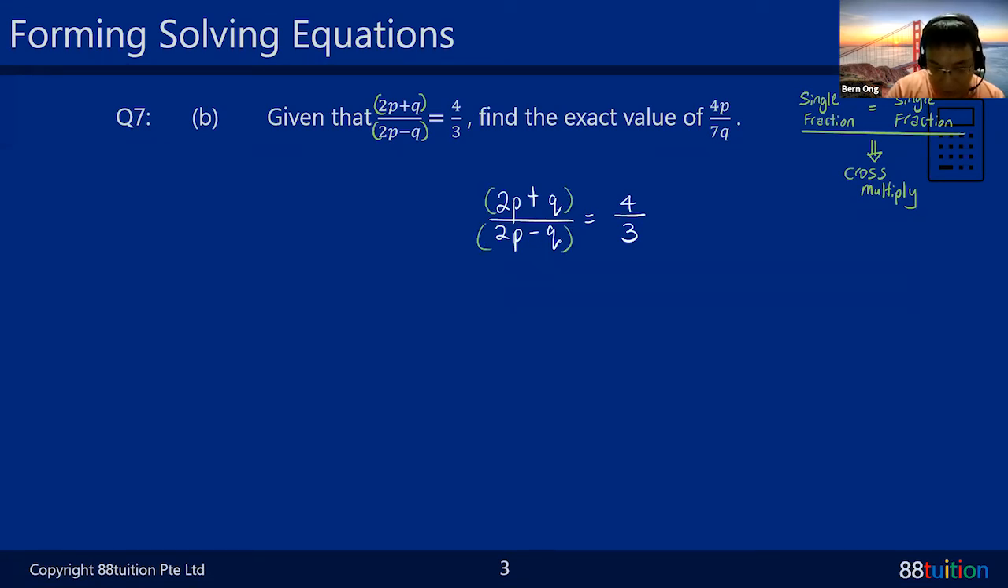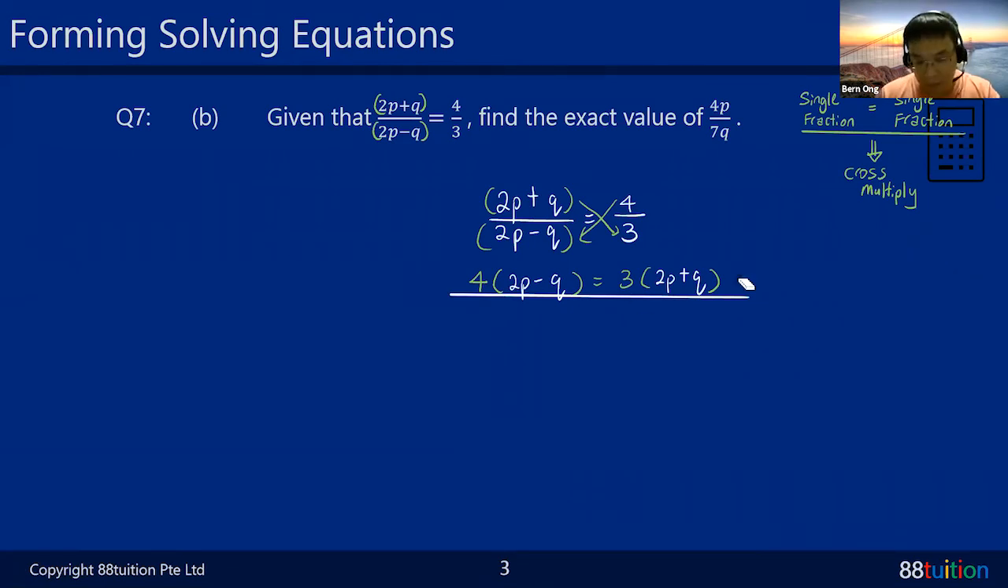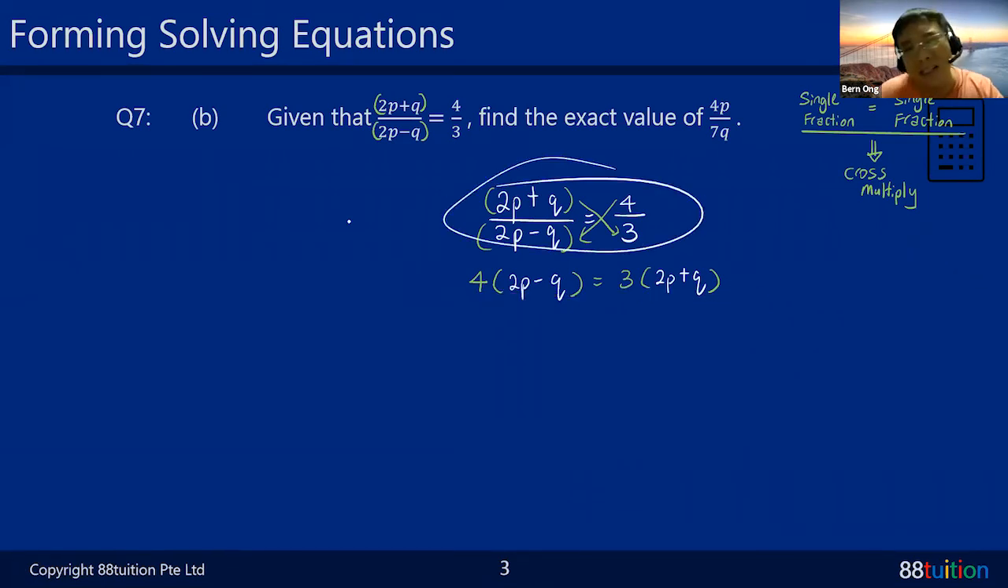Let's go. Top times bottom, top times bottom. So you have 4 bracket 2p minus q, and you have 3 bracket 2p plus q. Can you see or not? And why do you want to cross multiply? Because cross multiply is a fast way of getting a single line. Do you like to work with fractions? Honestly, since primary school, I don't like fractions, and you still give me fractions in secondary school. So how? I try to what?